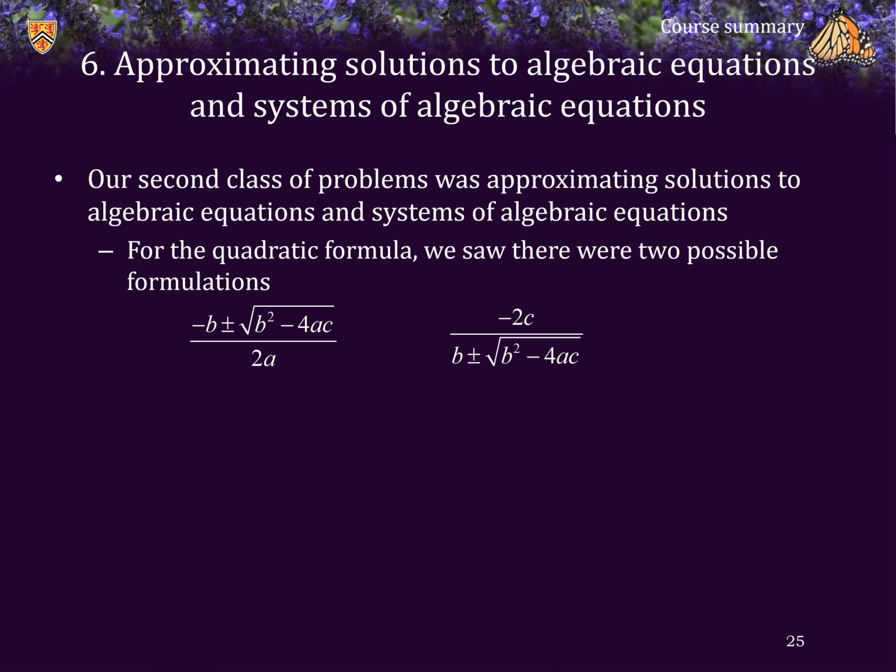We started with the quadratic formula, and we saw that there were actually two different formulas for calculating the roots of a quadratic polynomial. The formula on the left is what you saw in secondary school. The formula on the right is found by rationalizing the numerator of the formula on the left. The formula on the left is excellent for finding the largest root in absolute value. The formula on the right is best for finding the smallest root in absolute value.